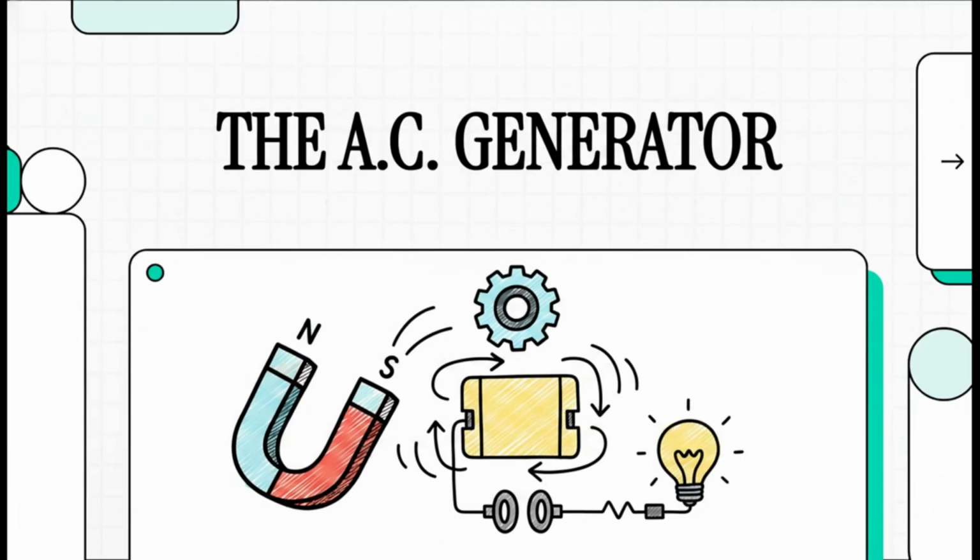Today we are going to pull back the curtain on the magic behind pretty much all the electricity that we use. We are talking about the AC generator, that amazing machine that takes simple rotation and turns it into the alternating current that powers our entire world. Let's get right into it.